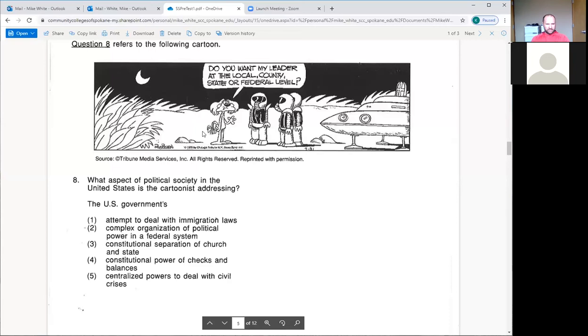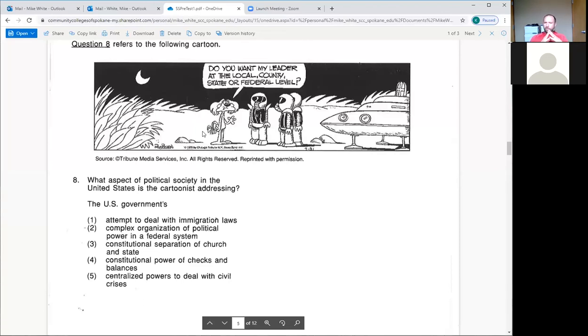2, complex organization of political power in a federal system, or 4, constitutional power of checks and balances. So in the end, what makes the most sense to me would be number 2, complex organization of political power in a federal system. Remember, when we talked about a federal system of government, that means a shared power. So when we talked about levels and branches of the government last week, we talked about a federal or national level, and then state governments, and then city and county governments. That's what this is getting at, right?